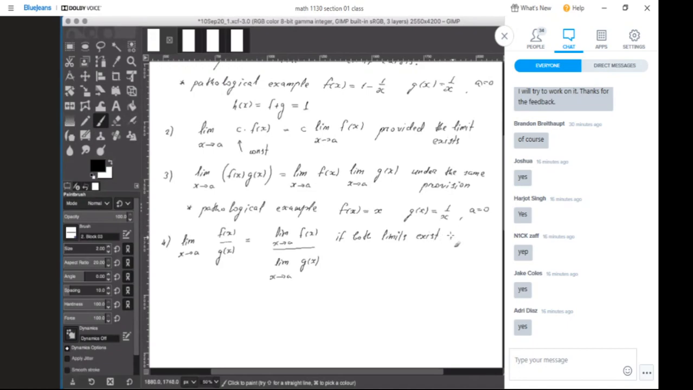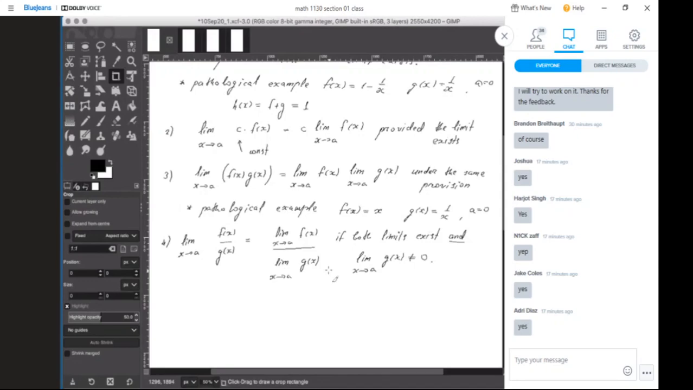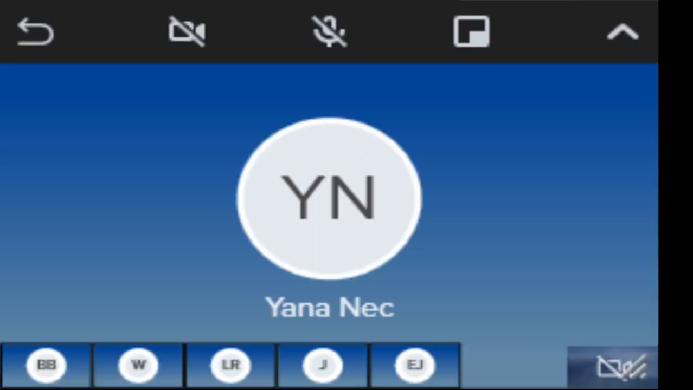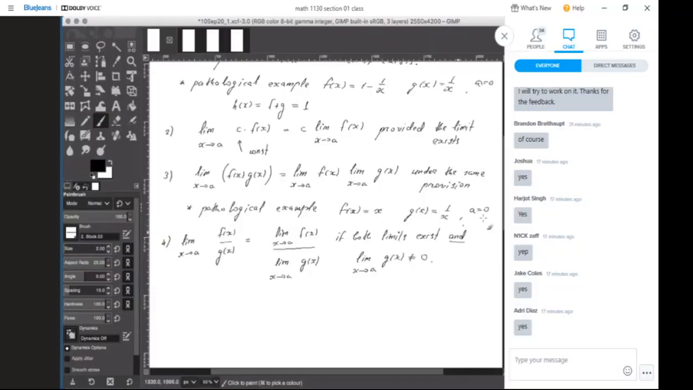And this time there is another provision, another condition that we need. The limit as x goes to a of g of x cannot equal 0, for the obvious reason that if it does equal 0, we will be dividing by 0, and that's not allowed. Okay? So far, so good?